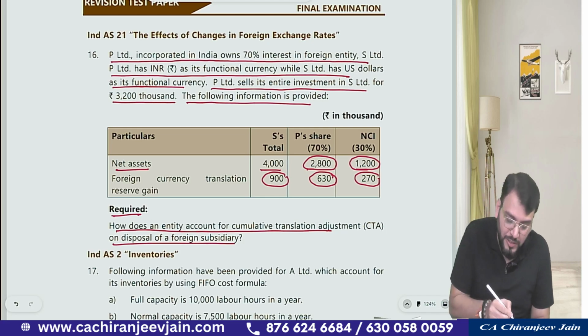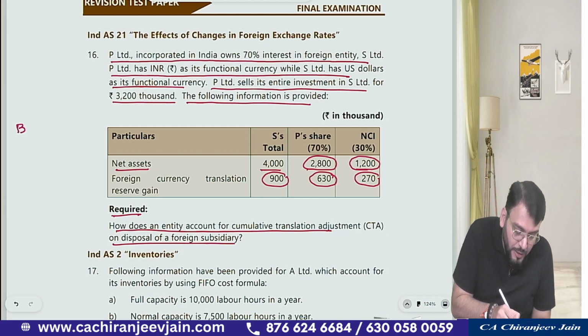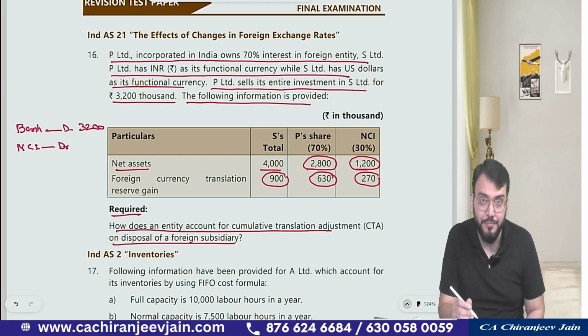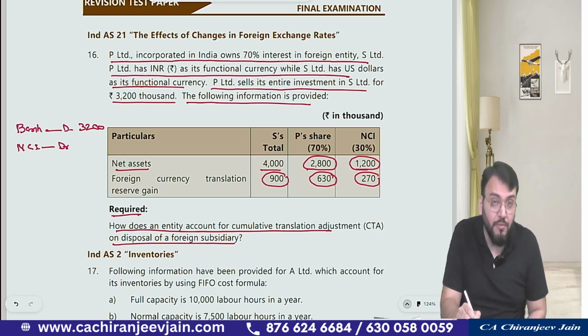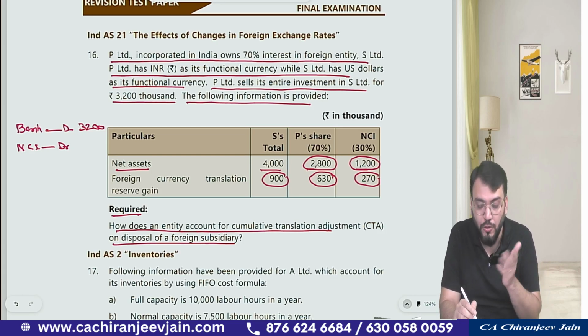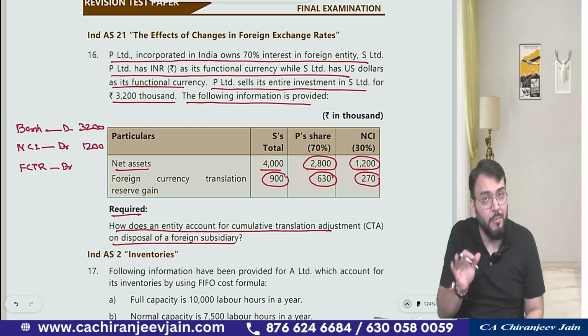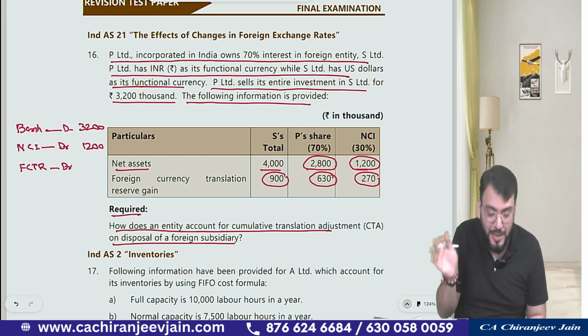So of course, we need to pass one journal entry. What journal entry will we do? The entire investment was sold at what price? 3,200, and no investment was retained. We will de-recognize NCI at its carrying amount, and the carrying amount will be 1,200 only. Now 1,200 will be inclusive of 270. And FCTR to the extent of the parent company's share will also be closed by transfer to PL.